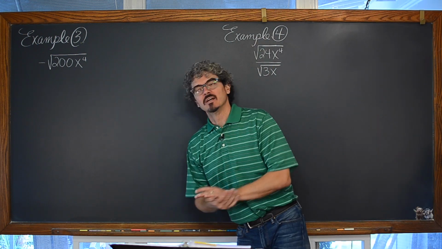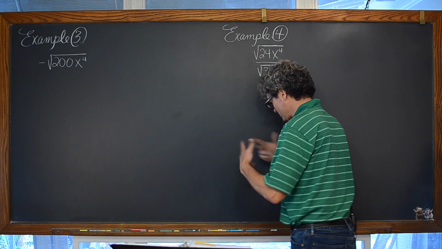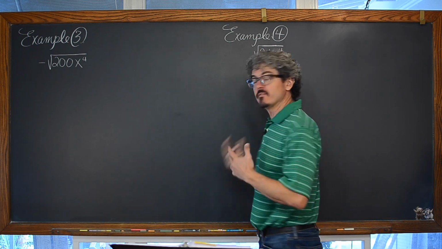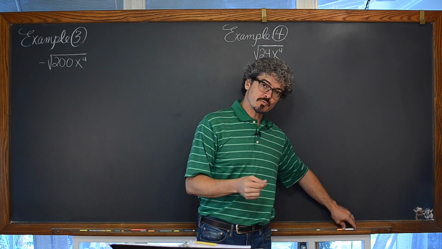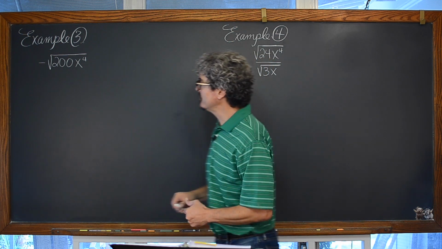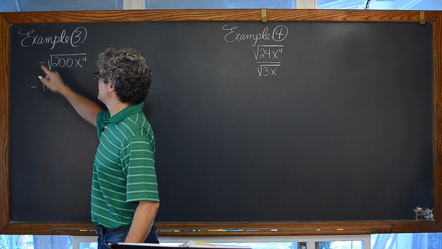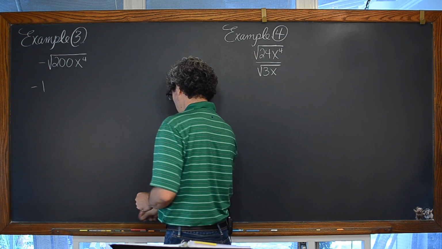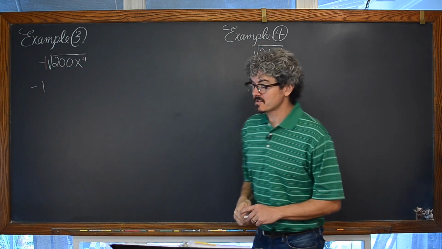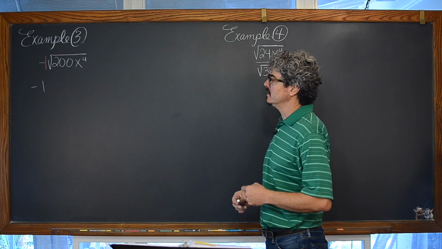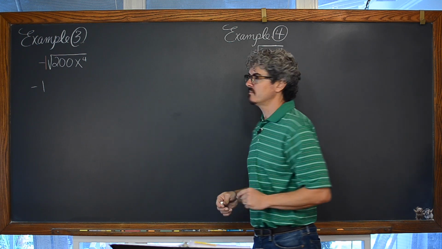Example number 3. Here we have a negative in front of our square root. Even though when we're given that radical sign in our textbooks we're thinking of the principal square root, or the positive root, we do basically have a -1 sitting out as a factor in front of our radical. We can just put that coefficient right there. So we have -1 times the square root of 200 times x to the 4th.